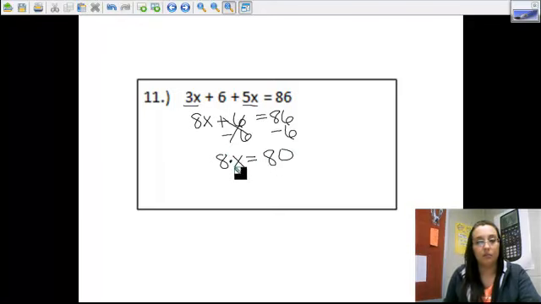Then this is multiplication, 8 times x. So I'm going to divide by 8. And I will get that x equals 80 divided by 8, which is 10.